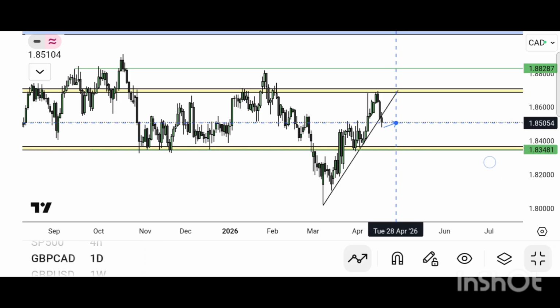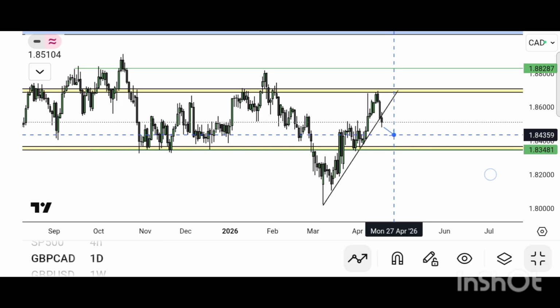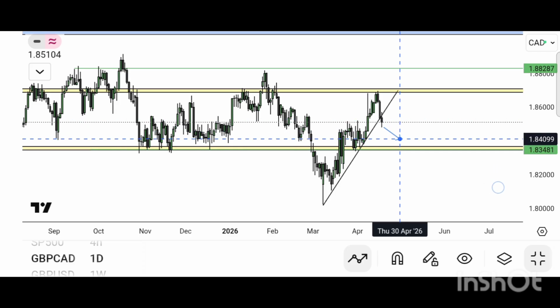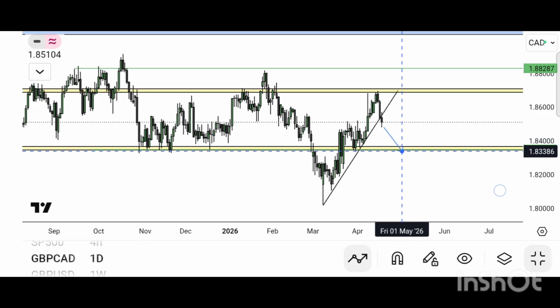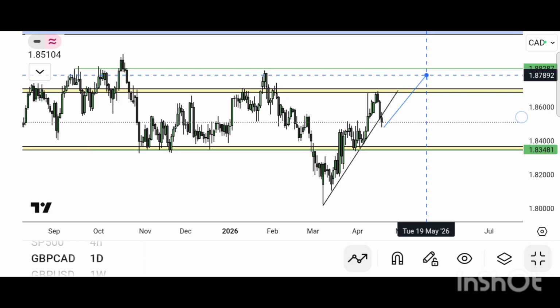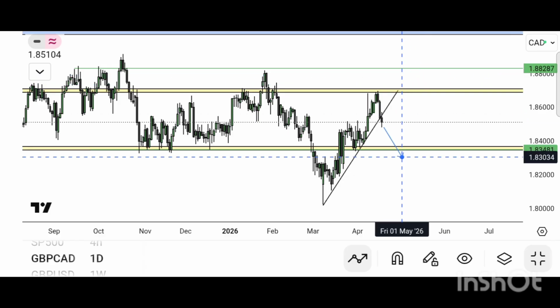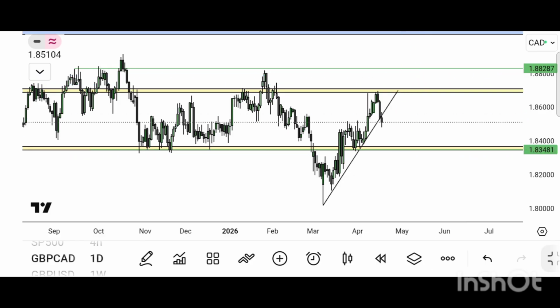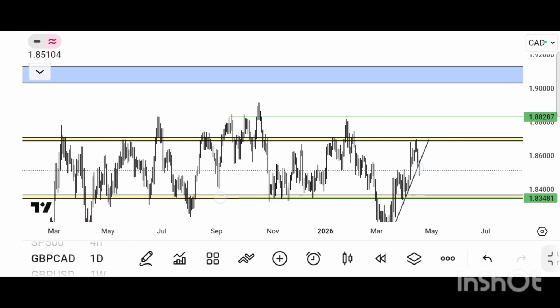So this is what I'm trying to analyze here. The main directional bias is this: wait for market to come to this place first before catching the buy. So how are we going to be taking advantage of this trade now?